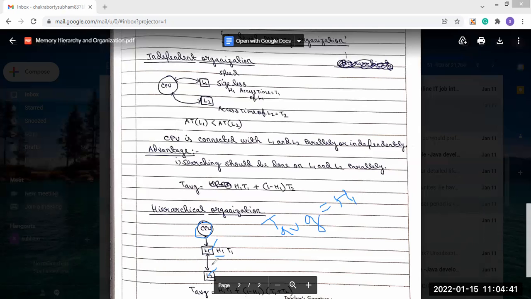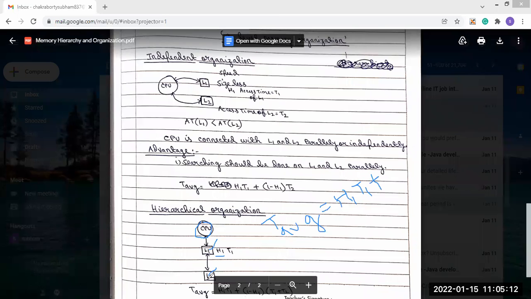Now, finding this particular data in the L1, how much time does it take? We are considering the access time of L1 as T1. So the total will be H1 T1 plus. Now let's say the data that we didn't find in the L1, then where will this go? Then the search will go to the L2.